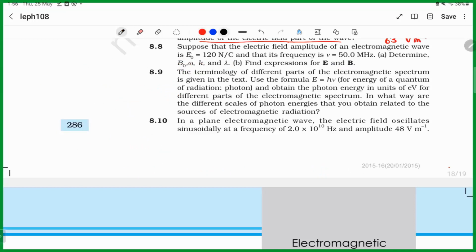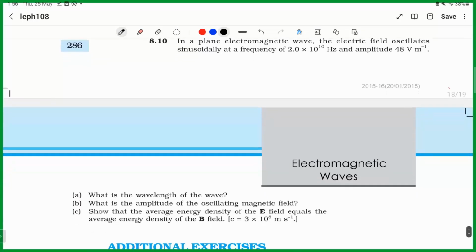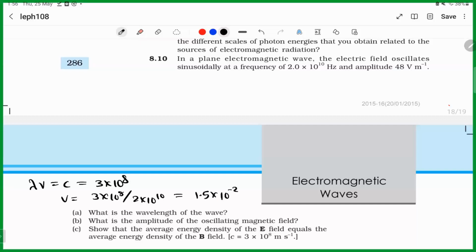Okay, now 10th one. In a plane electromagnetic wave, the electric field oscillates sinusoidally with some frequency and an amplitude. What's the wavelength of the wave? So the wavelength of the wave is pretty simple. We know that again from this formula, lambda into V is equal to C, which is 3 × 10⁸, which means that lambda is 3 × 10⁸ divided by 2 × 10¹⁰, which is 1.5 × 10⁻², meters, which is 1.5 centimeters. So that is the wavelength of the wave, okay?